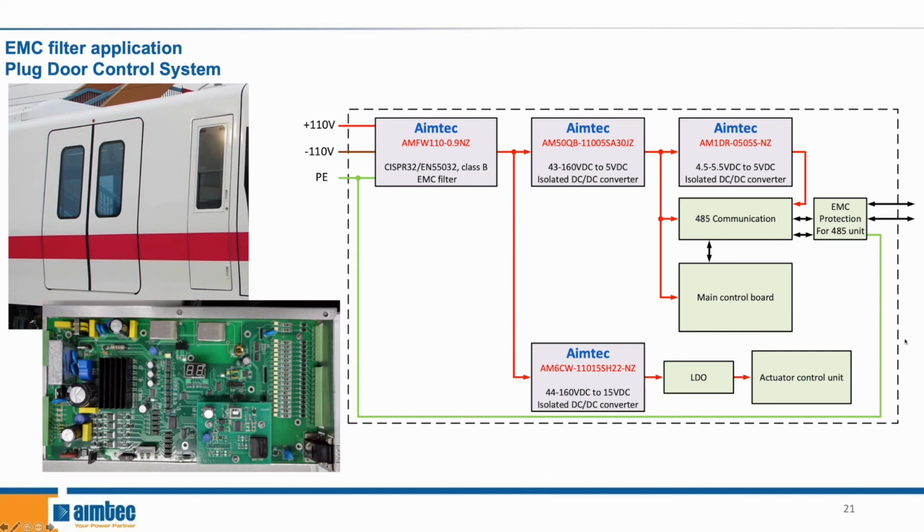As we can see, the current goes through the DC EMC filter first, and then goes to the 50 watt DC-DC converter, and then supplies power to our 1 watt AM1DR-Z, which then powers the 485 communication and the main control board. Looking below, it also powers the AM6CW-NZ, which powers the LDO.